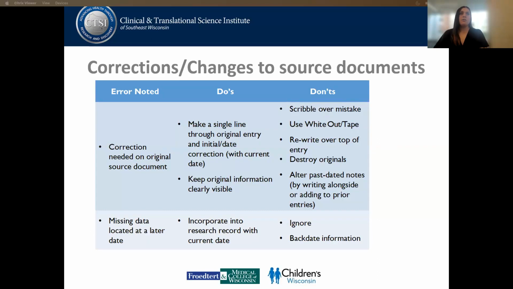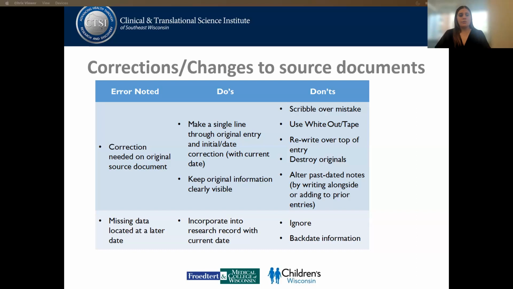So if you have to make changes or corrections to your source documentation, we just talked about the information needing to be original and accurate. Well, that includes any mistake we made during data collection. The first one is pretty common. I'm sure if you guys are active in research right now, you've had to make corrections before.